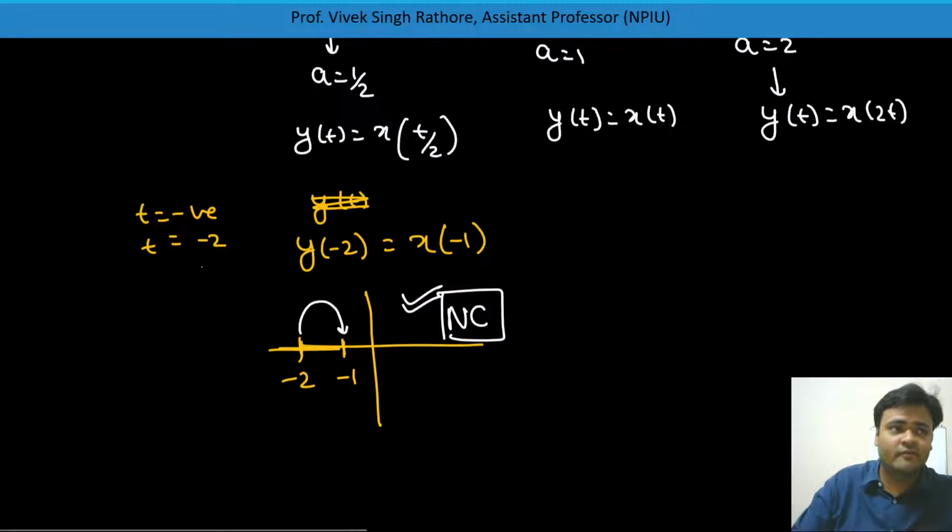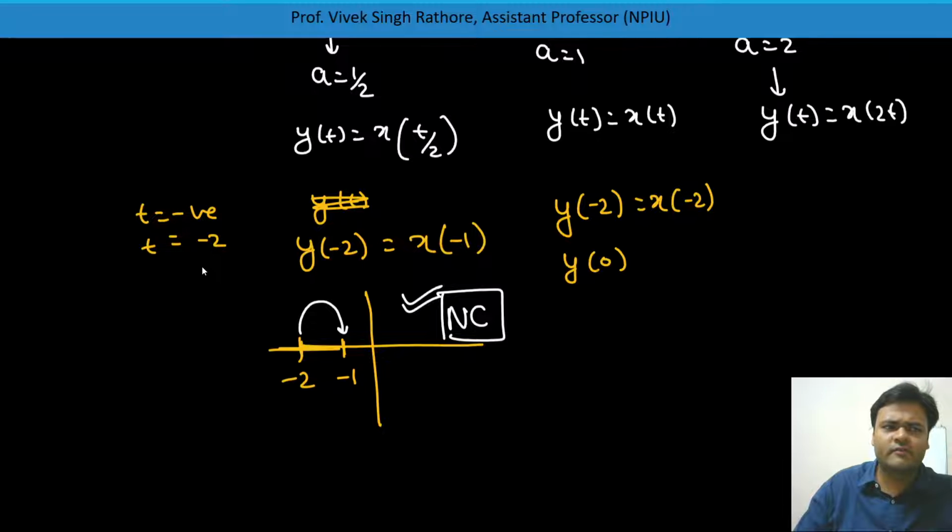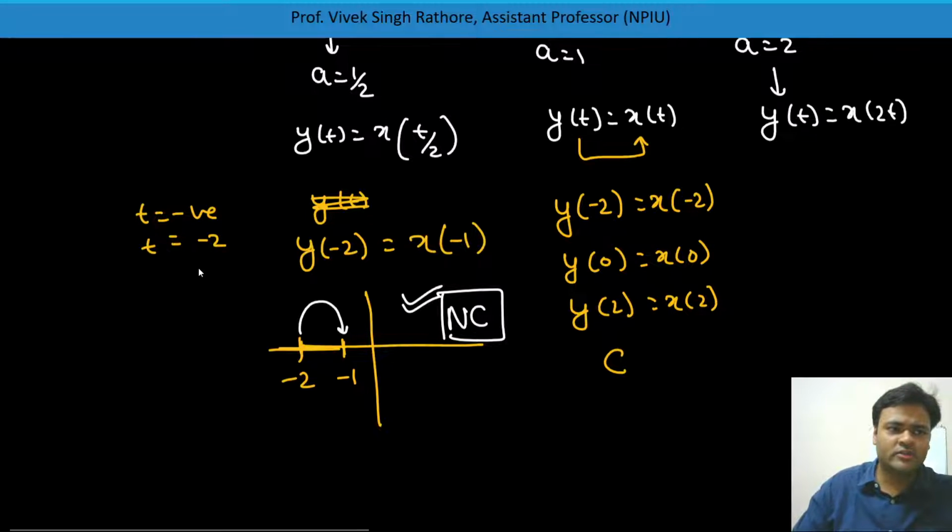Now we'll check for a equal to 1. Here we will take y of minus 2, which is x of minus 2 only. Whatever it will be, y of 0 will be x of 0, y of 2 will be x of 2. So it will always be dependent on the present value only. So this system will always be a causal system.